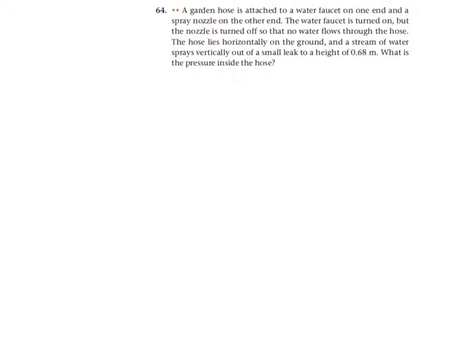Chapter 15, number 64. A garden hose is attached to a water faucet on one end and a spray nozzle on the other end. The water faucet is turned on, but the nozzle is turned off so that no water flows through the hose. The hose lies horizontally on the ground, and a stream of water sprays vertically out of a small leak to a height of 0.68 meters. What is the pressure inside the hose?